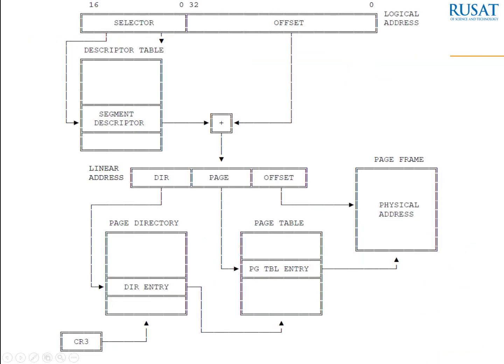This is combining segmentation and paging. The selector comes from the CS, DS or any other register. These are the index registers, and this points to the segment descriptor. From the segment descriptor we get the base address, and from it we get the linear address, which is further divided into directory, page and offset. CR3, which is part of the microprocessor, gives the base address. From that base address and the directory field we get the index, and we get the base address of the page table.